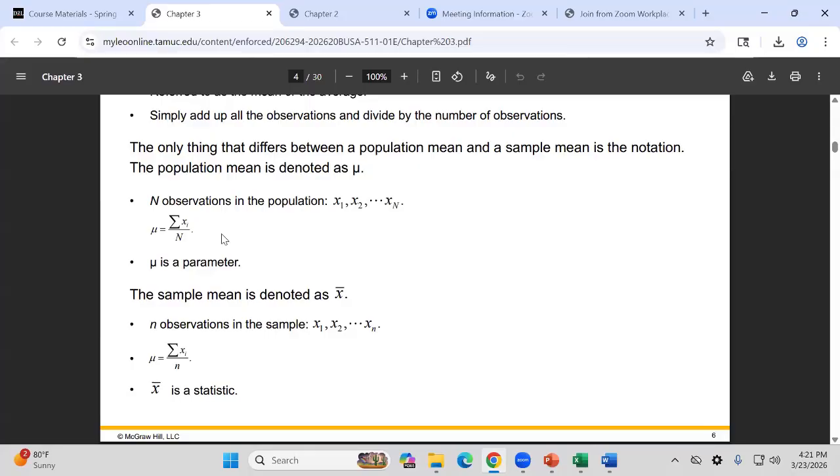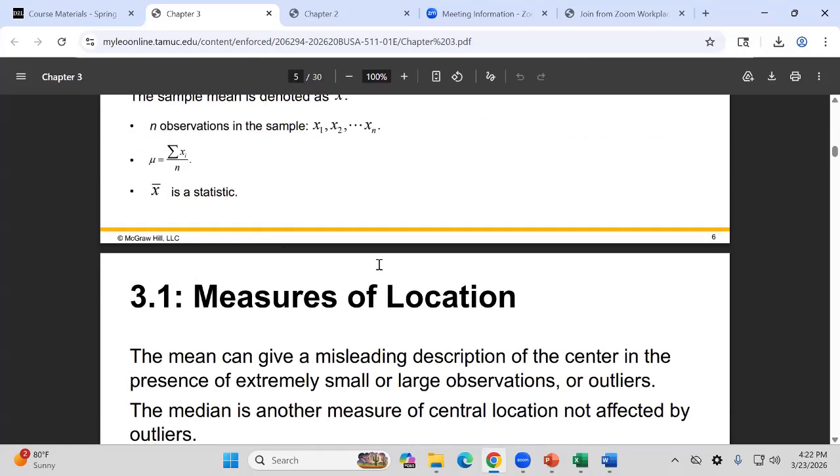Sometimes the mathematical equation is different for population calculation and sample calculation. Most of the time, they are the same. For example, when you calculate the population mean and the sample mean, we use the same way. Basically, we need to calculate the average value of the population and the sample. Any question about this? Then we can calculate median.